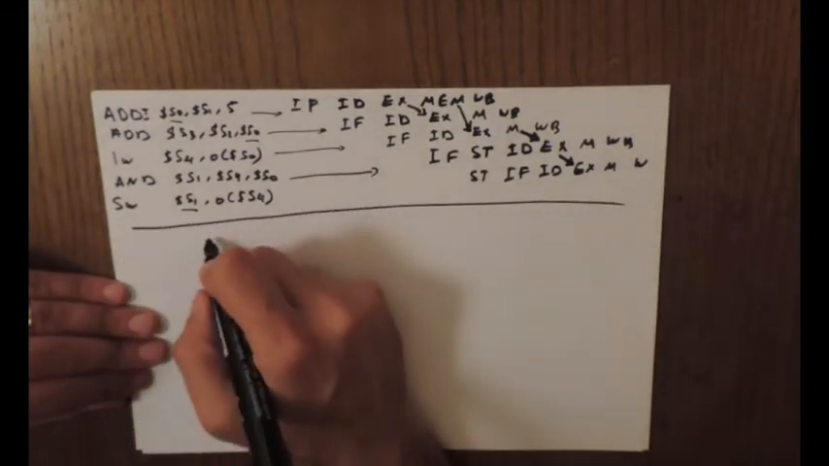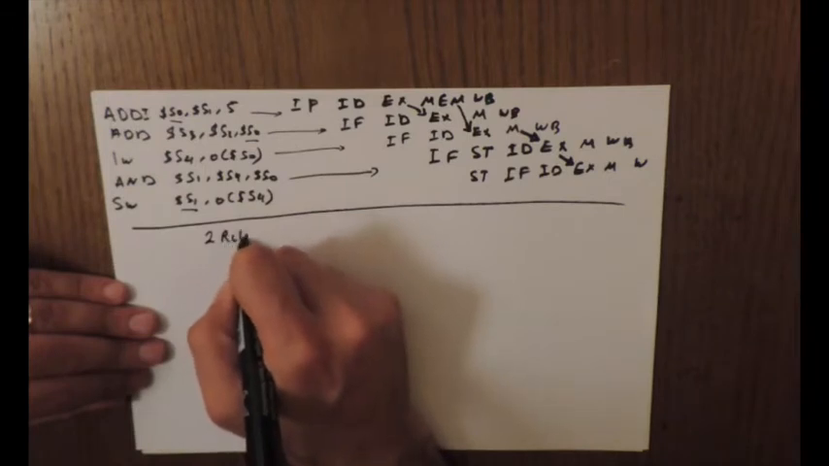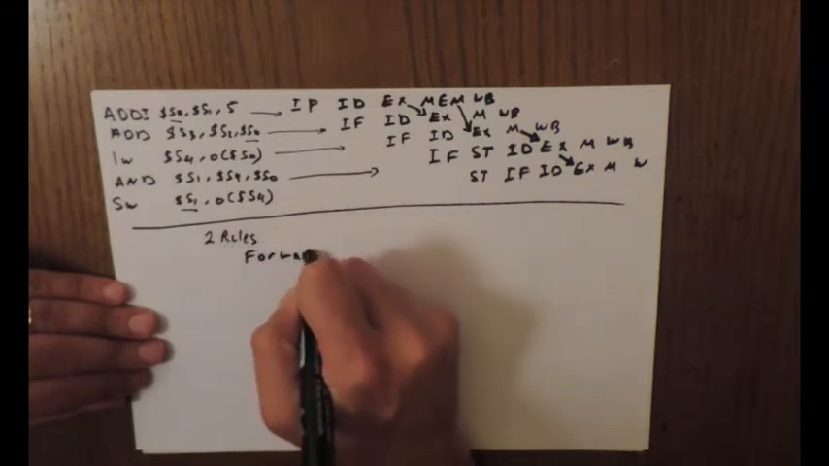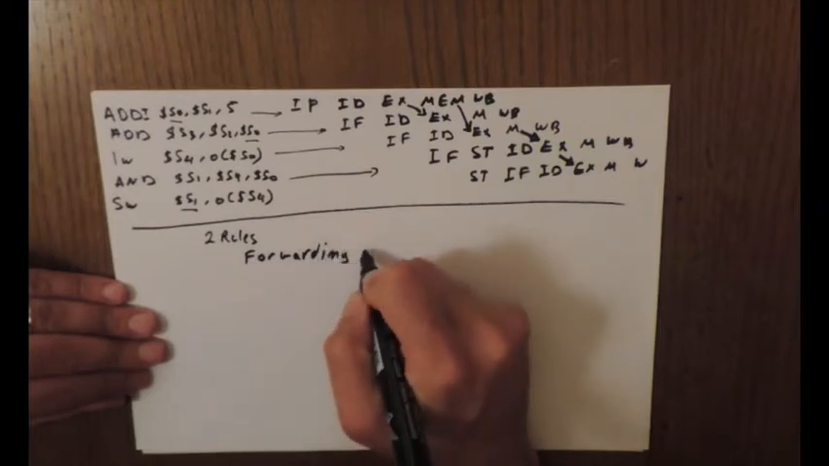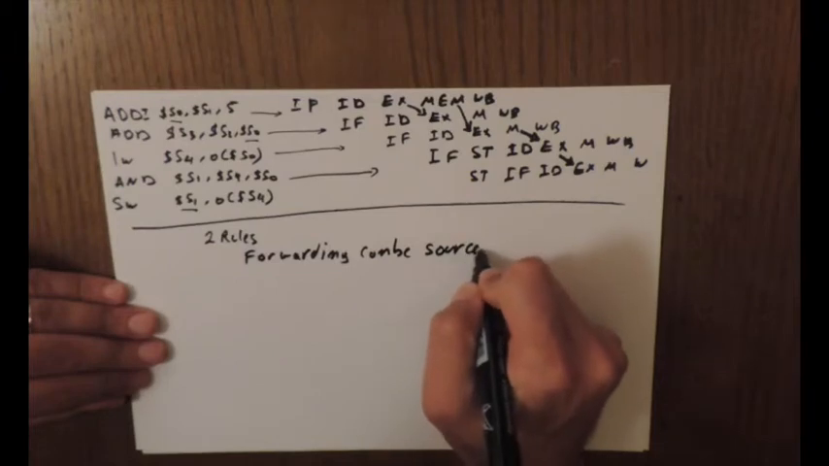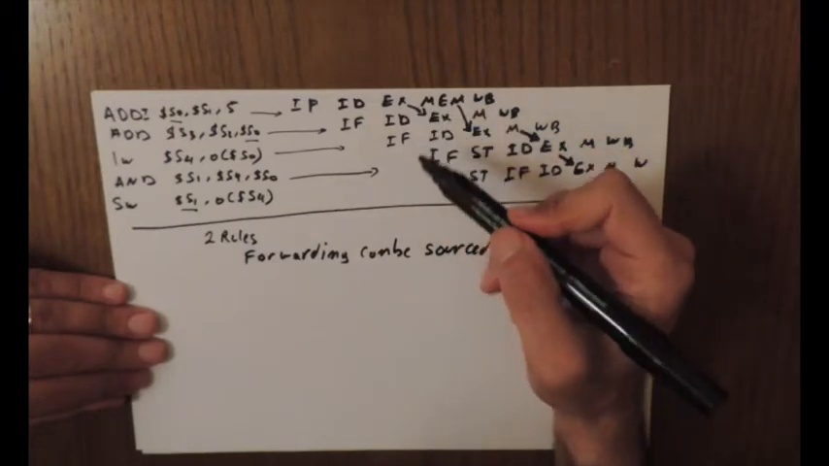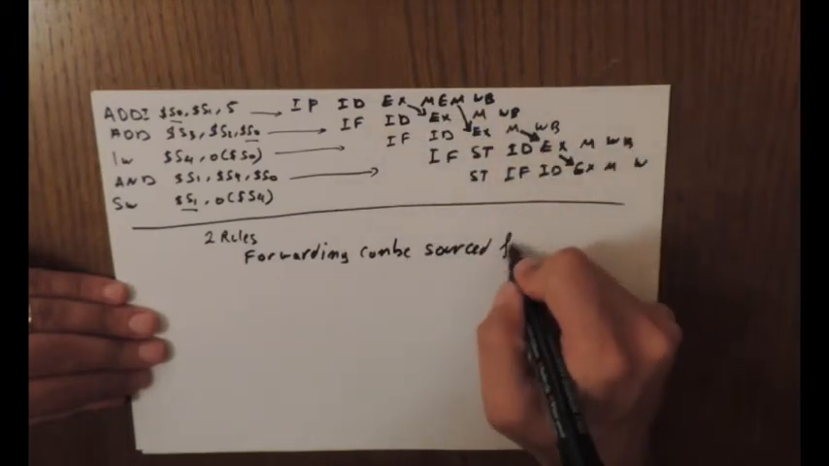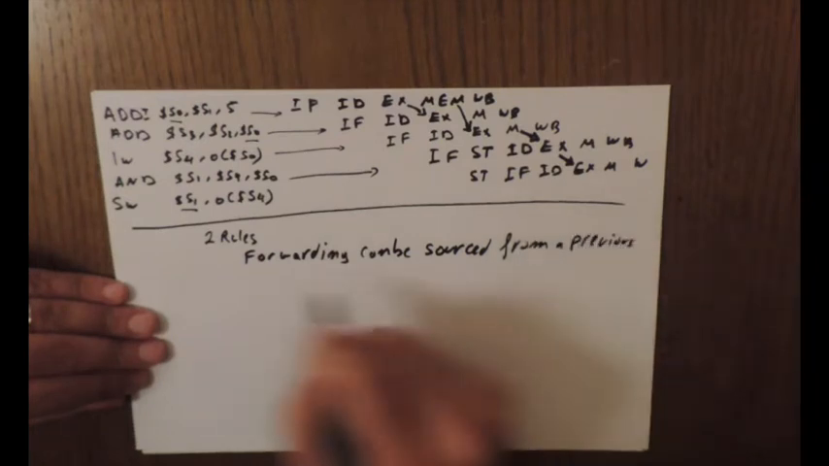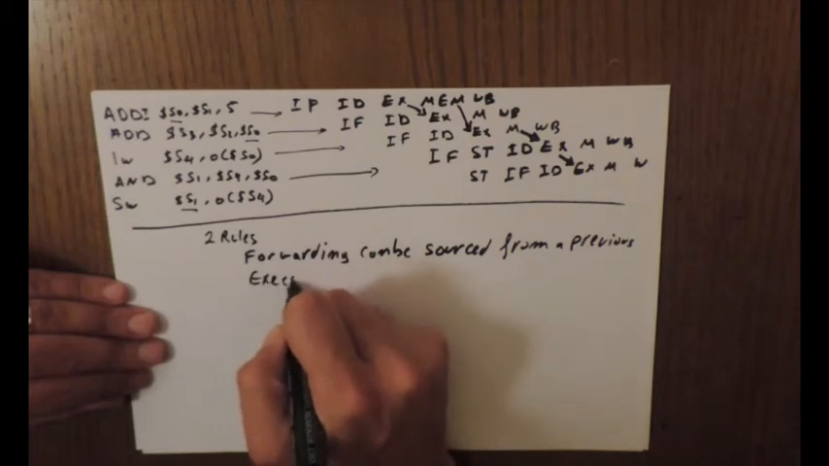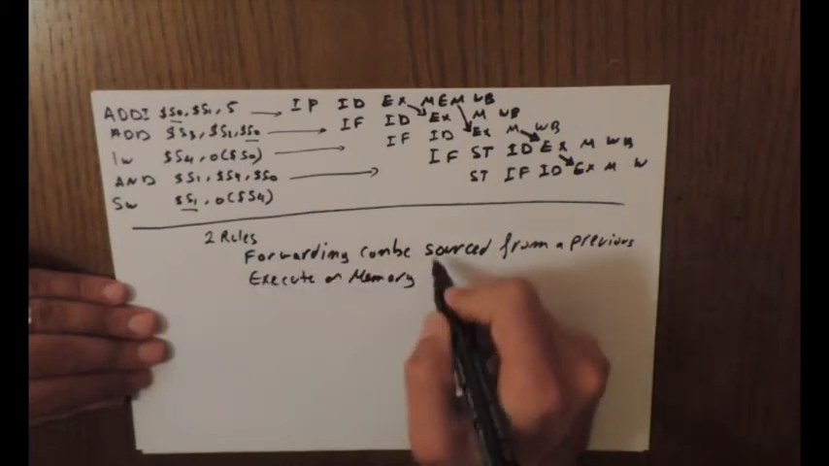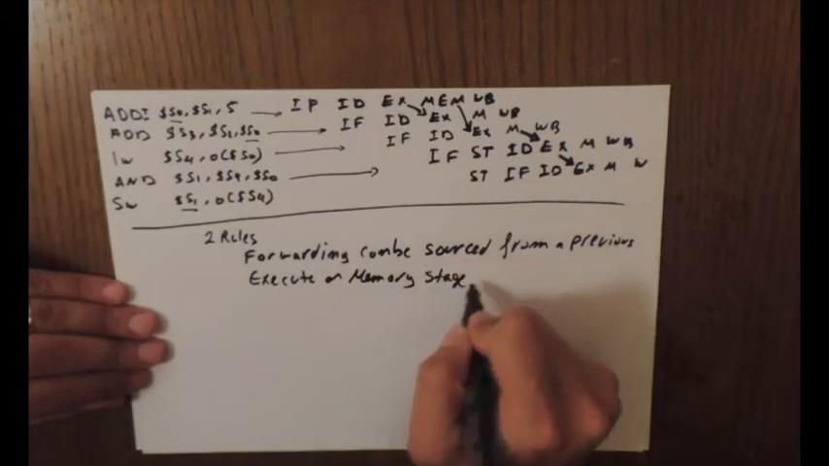So we have 2 rules here. Forwarding can be sourced. This means it can be generated from a previous execute or memory stage. That's the first rule.